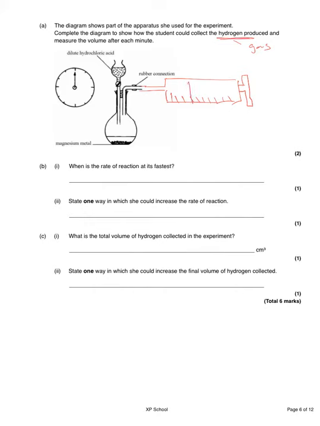When is the rate at its fastest? It's always at its fastest at the start. Why? Because this is when you've got the most reactants and therefore you've got the most frequent collisions.